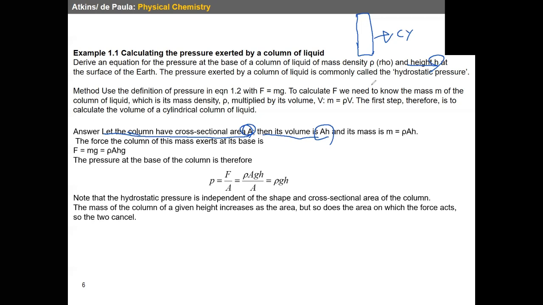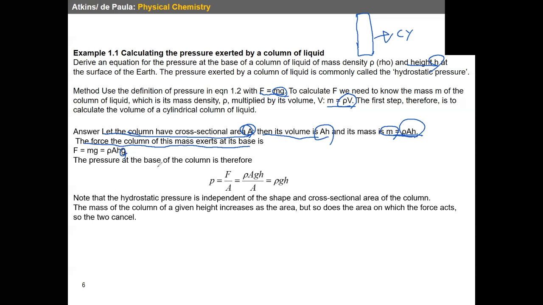And what is the mass of this column? Because m equals rho V, which we already derived in the previous part, its mass is m equals rho AH. So the force the column of this mass exerts at its base is F equals mg, and m equals rho AH, and this is g.